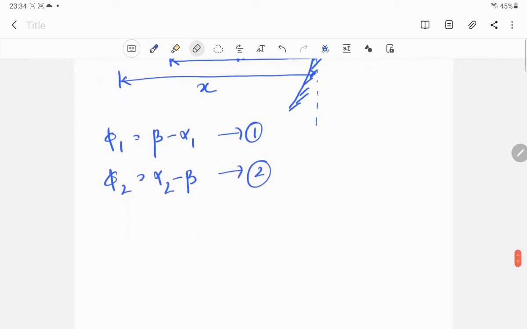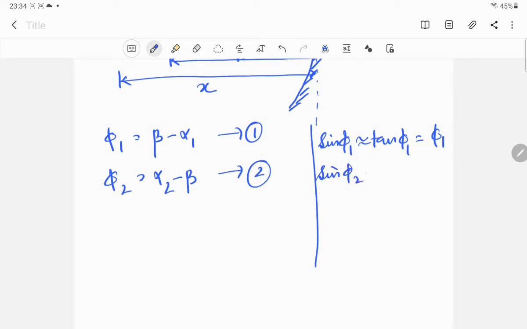Now these two things we have. Now we will be following the same rules that we have done under paraxial approximation. You remember what we did under paraxial approximation: sine phi 1 is approximately equal to tan phi 1, which is approximately equal to phi 1. Similarly, sine phi 2 is approximately equal to tan phi 2, approximately equal to phi 2. Sine alpha 1 is approximately equal to tan alpha 1, approximately equal to alpha 1.